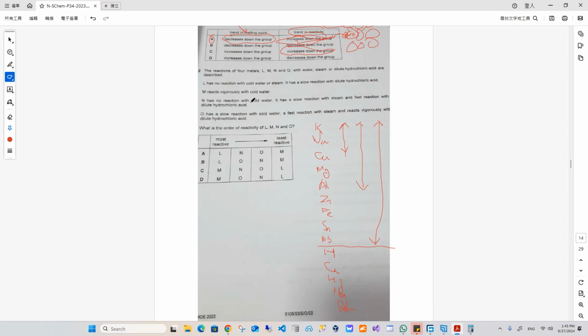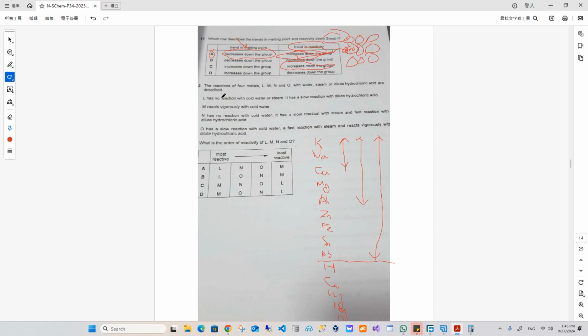So that's why I say, if things like this, all will get reacted. L has no reaction with cold water, so it's not in this range, or with steam also. It has no reaction with dilute hydrochloric acid. So this is L, and L is roughly here.